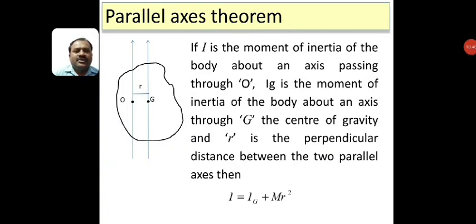Hope you have understood the concepts of moment of inertia, radius of gyration, and the theorems on perpendicular axis and parallel axis.